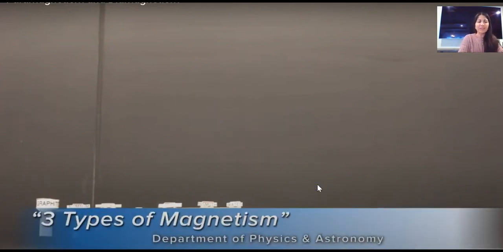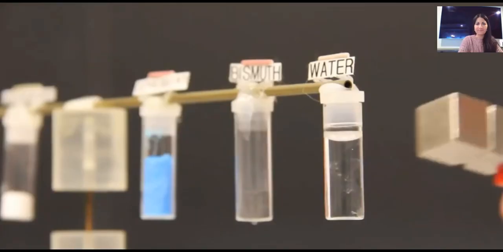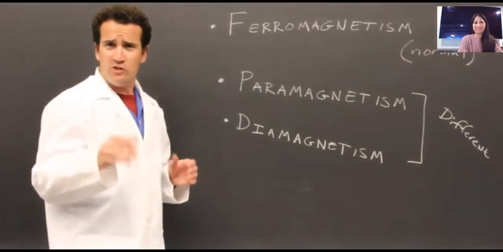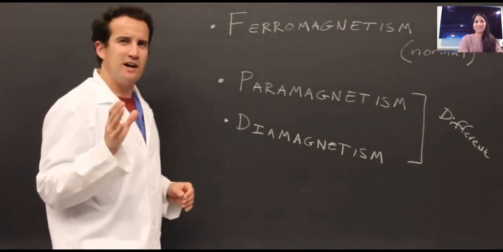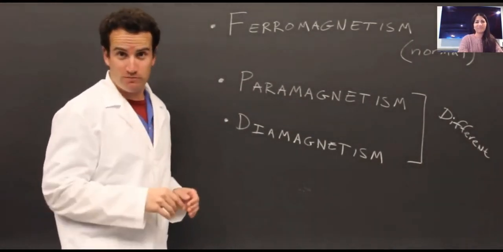Okay, so let's watch this video. This is a professor from UCLA, and he's going to talk about magnetism. You might not think of water as being magnetic, but it is. What? And so are graphite, aluminum, and glass. Oh, surprise. This is a new and different category of magnetism called either para or diamagnetism, and it's different from the magnetism that you're used to.